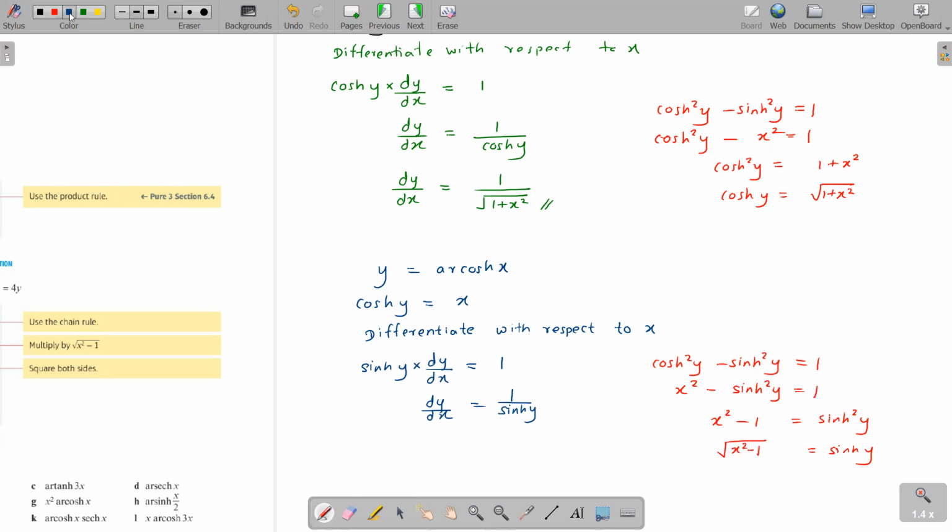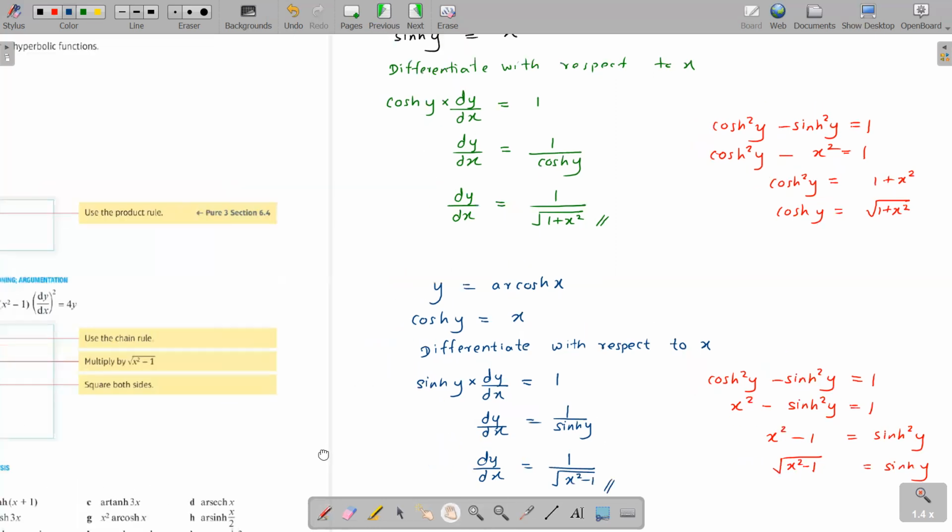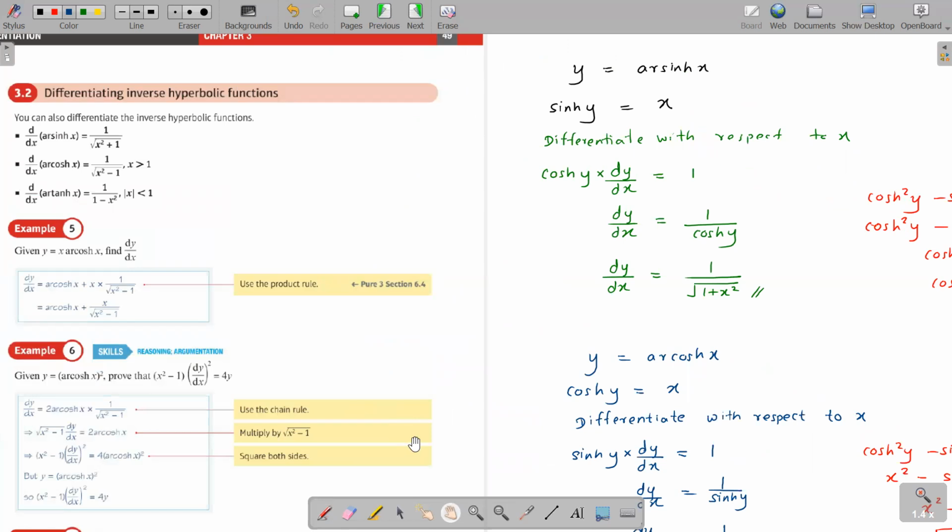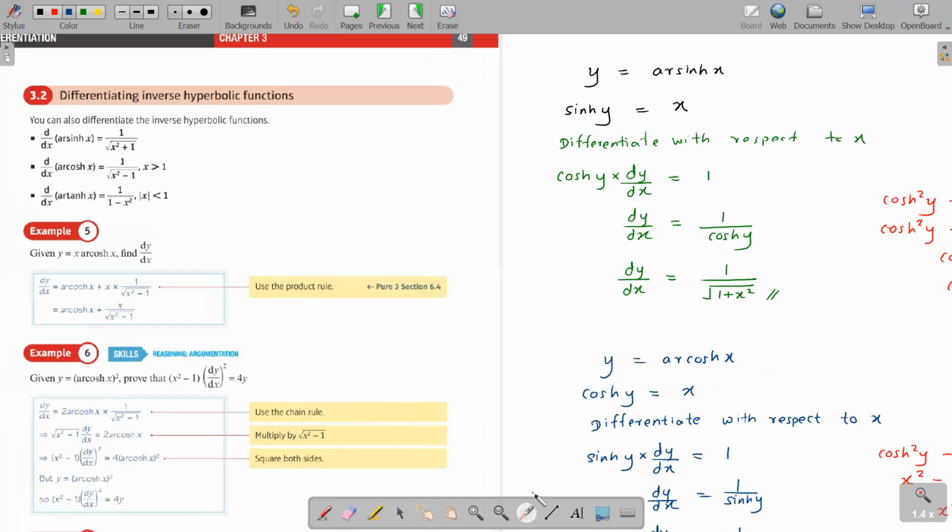So basically that means we get here dy by dx is 1 over root x square minus 1, and this is the result that we proved. Okay, and then I think you all drew arc cos x. You remember the graph that we drew in chapter 1, right? In the arc cos x graph, it's defined for x values greater than 1. That's why they have given here x is greater than 1. These are the domains of the arc cos x graph.